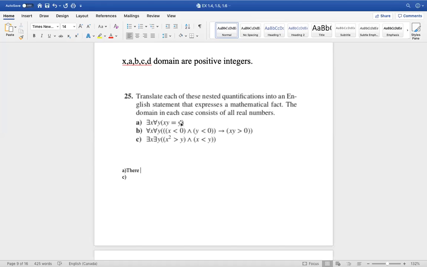So this x y equals y is basically represented as a multiplicative identity. So we will say there is a multiplicative identity for the real numbers, since here the domain is all real numbers. There is a multiplicative identity for all because we are using this all operator. So there is a multiplicative identity for all real numbers.